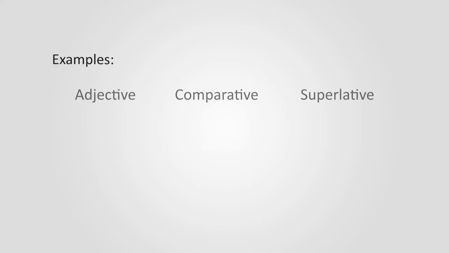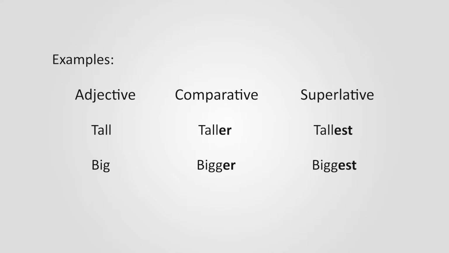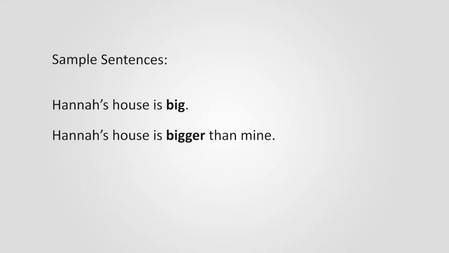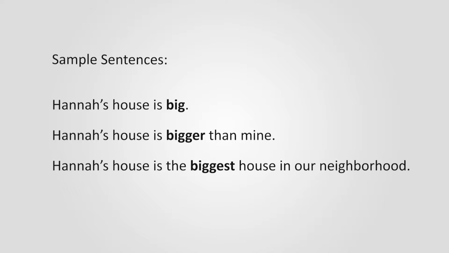Examples: adjective, tall. Comparative, taller. Superlative, tallest. Another example: adjective, big. Comparative, bigger. Superlative, biggest. Here are the sample sentences. First sentence: Hannah's house is big. Second sentence: Hannah's house is bigger than mine. Third sentence: Hannah's house is the biggest house in our neighborhood.